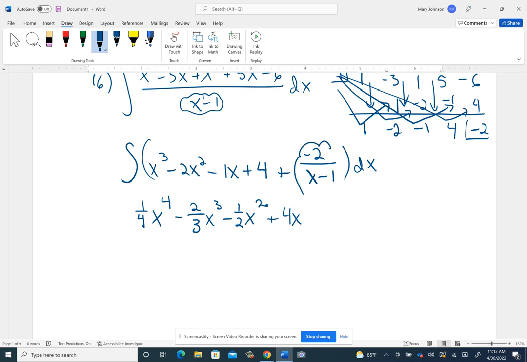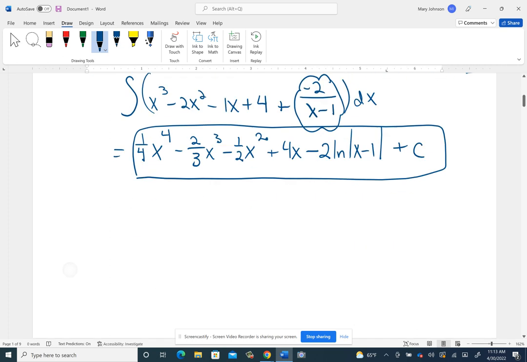And then right here is why this is part of the logarithmic differentiation. You have that x minus 1 to the first power in the denominator. You're going to need to use the natural log. So this will be -2 ln absolute value of x minus 1. And then don't forget to put that plus c on it. Okay. All right. And then that's your answer on that one.